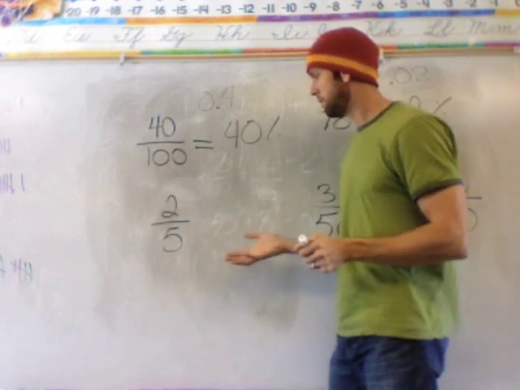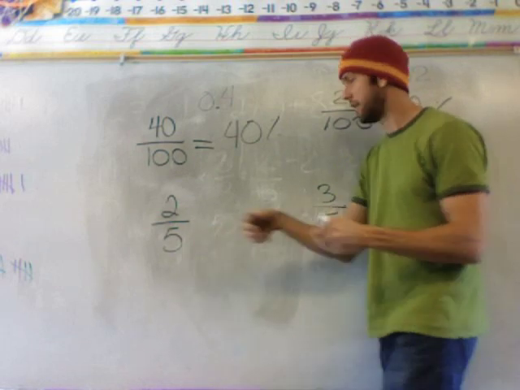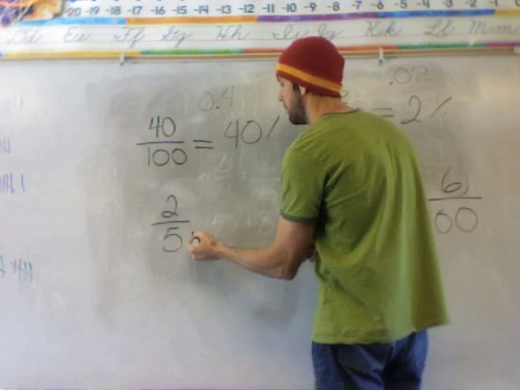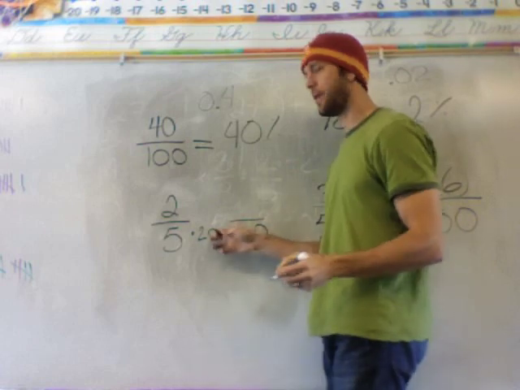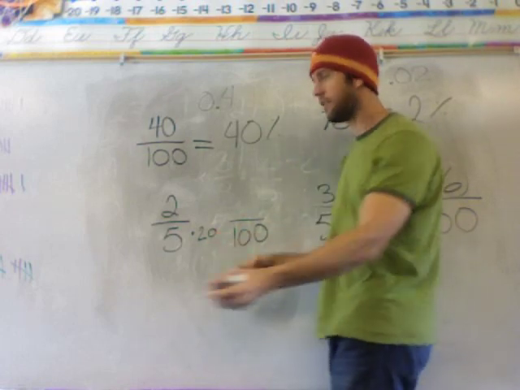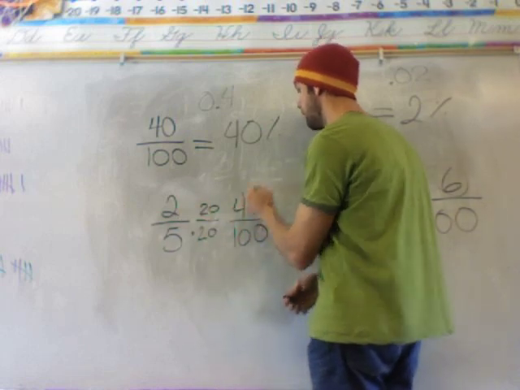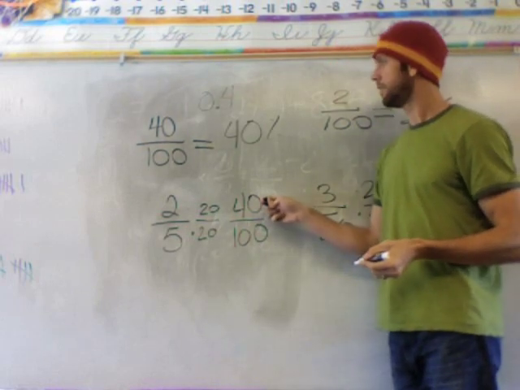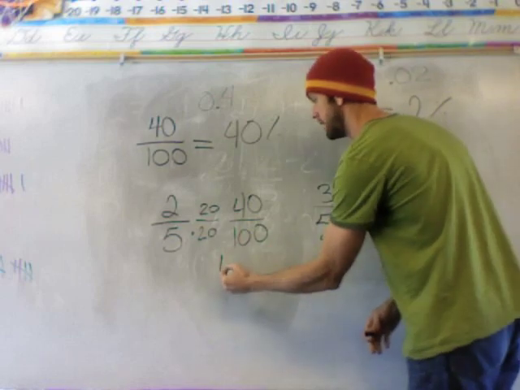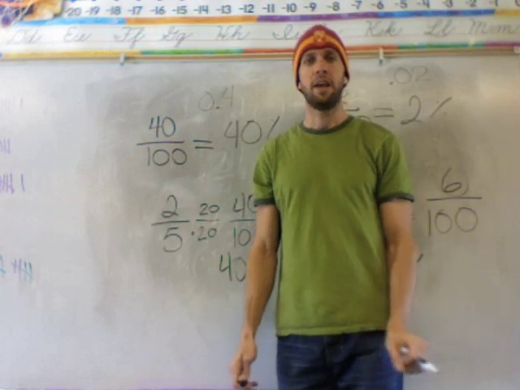All right, let's try it with this. 2/5. Now, that's not 100 on the bottom, is it? But I can make it 100. 5 times 20 makes 100. Whatever you do to the bottom, you have to do to the top. So 2 times 20 is 40. Isn't this a very familiar number? 40 hundredths is 40%. All right?